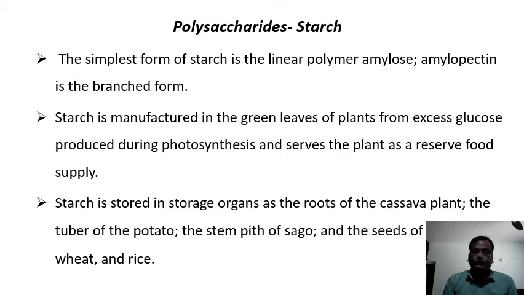The thing is, glucose is osmotically active. It actually changes the osmotic property of the cells. So therefore, plants or any cell cannot store glucose because it is osmotically active. It will change the osmotic property of the cell. Therefore, glucose is converted into starch.